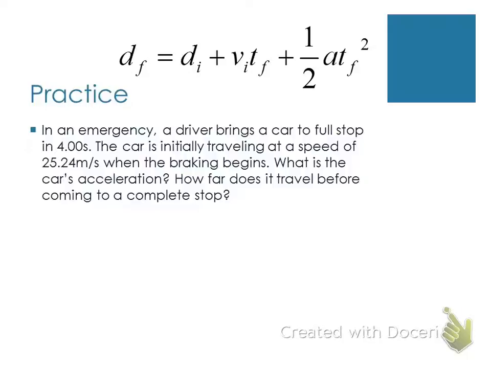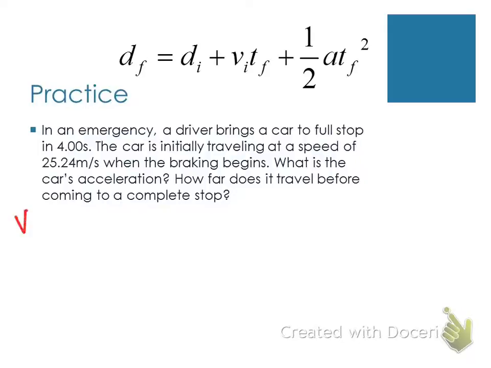Same equation, except this is a two-part problem. Okay? It's all right. You can do it. It tells us a driver brings the car to a full stop in 4 seconds. It was initially traveling at this speed. You have to find the acceleration first, and then you can plug it into this equation to solve for your distance final, your displacement final. Okay, so it's two parts. I think you can do this part on your own.